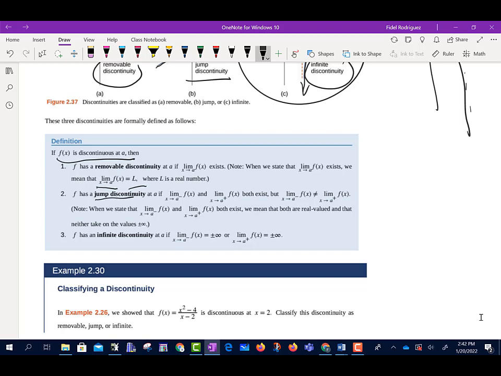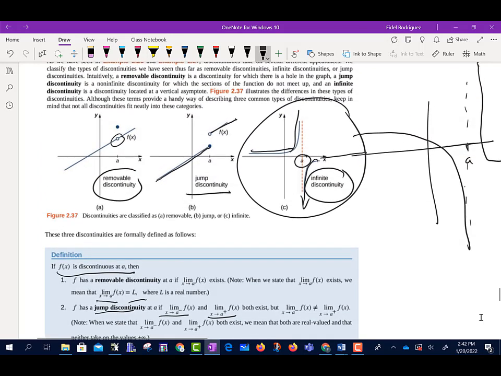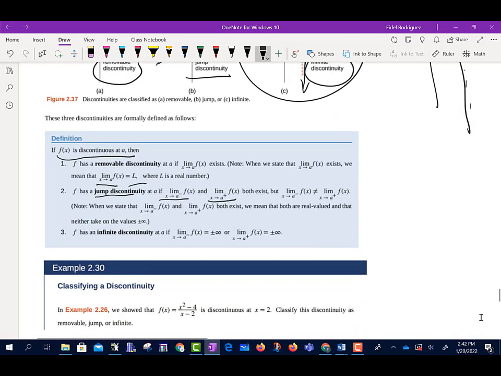Jump discontinuity means that you have a limit as your x approaches a from the left, and you have a limit as x approaches a from the right. They're both going to be limits, but they're different, okay? So that's what's kind of going on here, right? As I'm approaching from the left, we have a particular value. If I'm approaching from the right, we have a particular value, but they're different. So the limit doesn't exist, but the limit from the left and the right do exist.